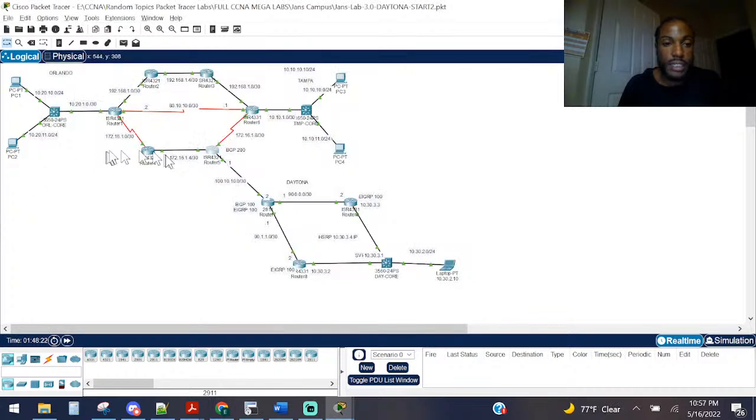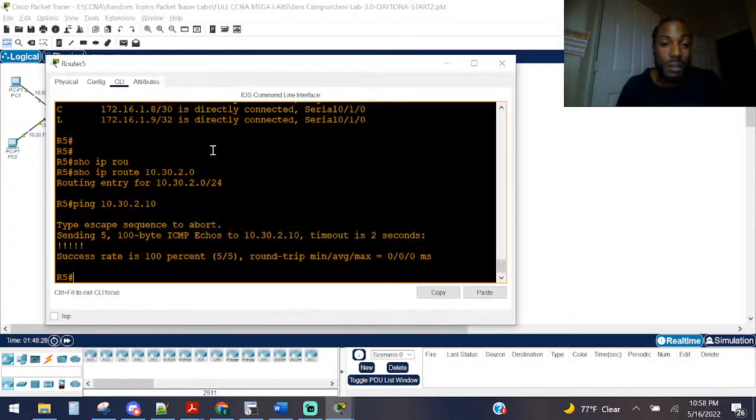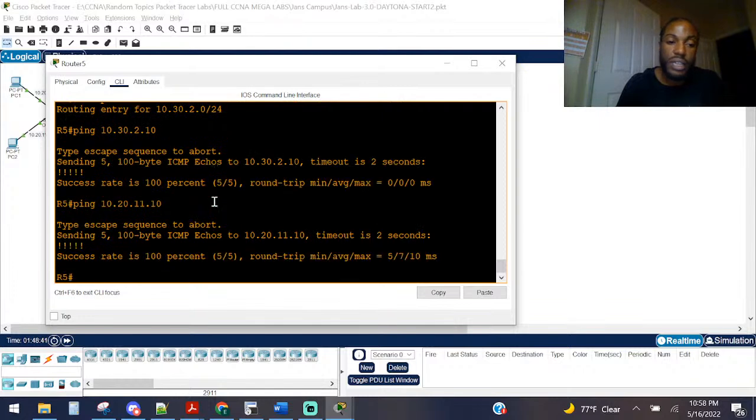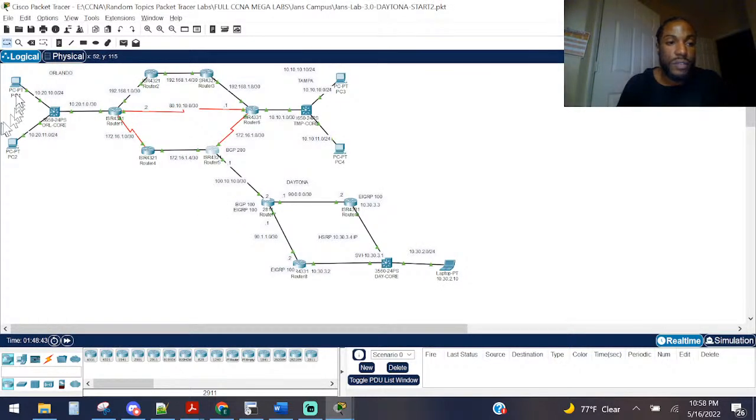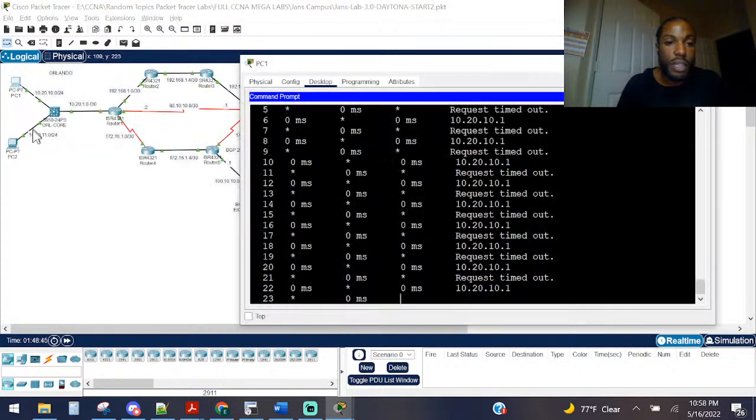But see, he's not advertising. That's what I'm saying. He doesn't let those guys know about it. And he obviously knows how to ping the PCs in Tampa and Orlando, 10.20.11.10. Yeah, he knows how to ping those PCs. And these PCs know how to ping that, but they don't know how to see.